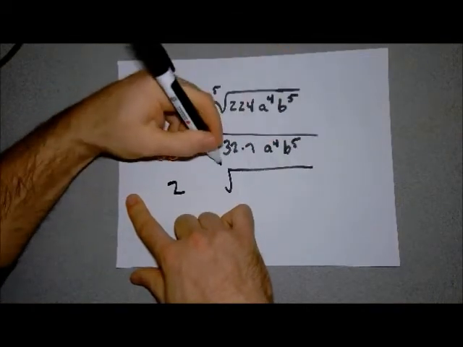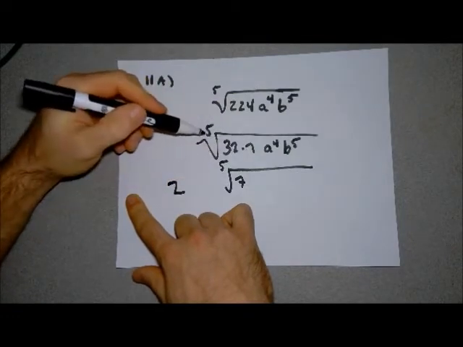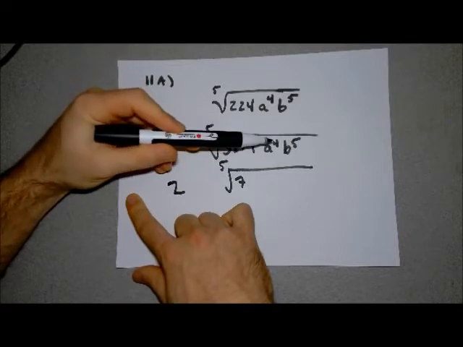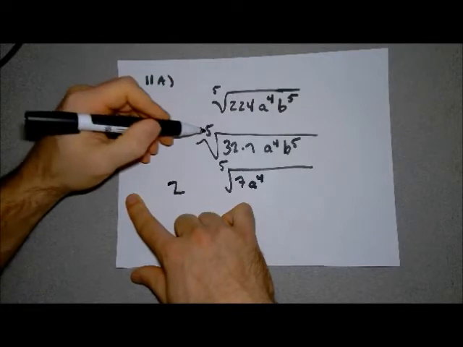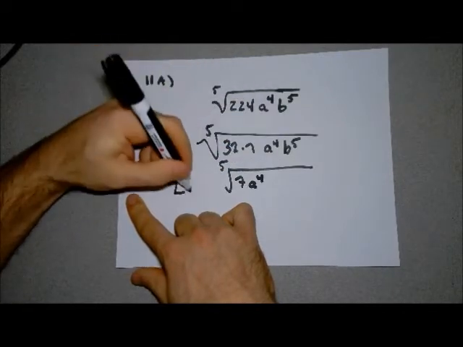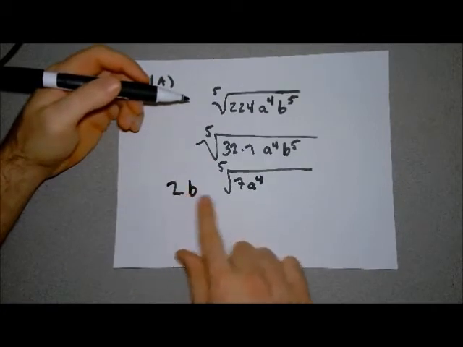Leave some space. 7 is stuck underneath. You can't take the fifth root of that. To do the letters, you look at the 5 in the corner and ask yourself, how many times does 5 go into each exponent? 5 does not go into 4, so that would stay underneath. 5 goes into 5 once, so there's a 1 right here. There's no remainder, so there's nothing left. This is your final answer.